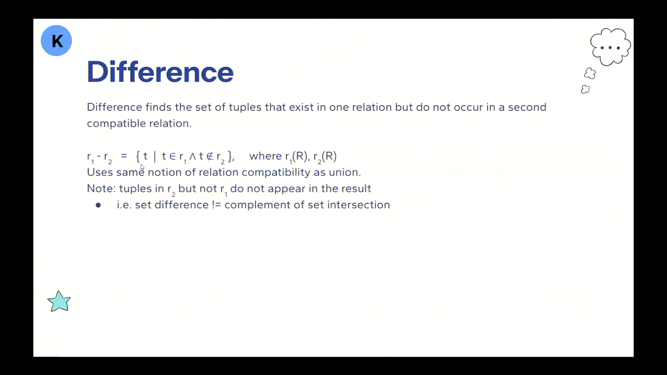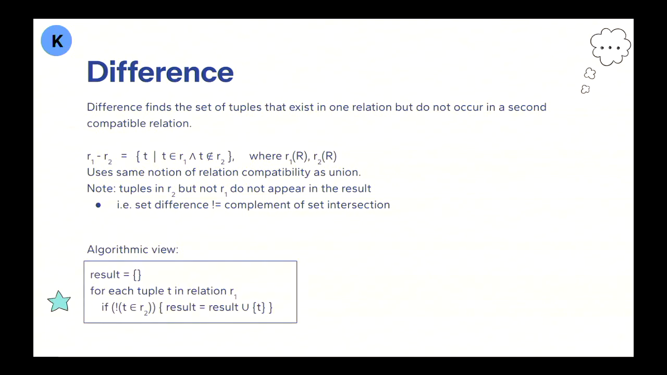As you can see, the set condition here is essentially reflecting the fact that a tuple must appear in one of the left operand, and it shouldn't appear in the right operand. So the order matters here. From the mechanism, it is actually like the complement of set intersection. It's like removing the intersection from the left operand. So this is the operation of difference.